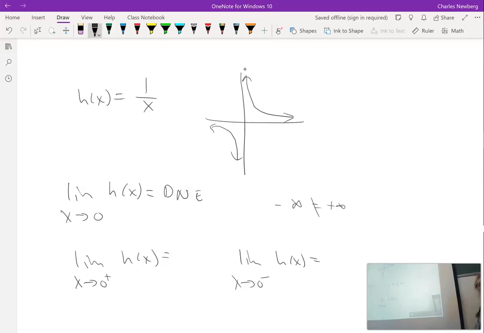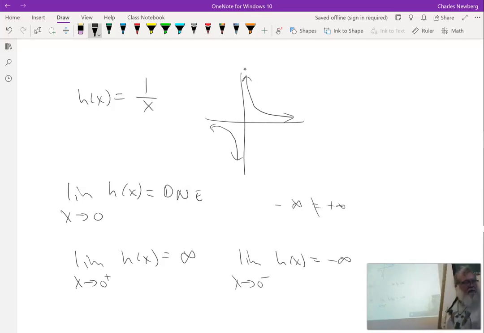So as I come in from the positive side, right? So this means I'm coming in from the positive side. So where are those y values going now? Those y values are going to what? Infinity. And we don't have to worry about the other side. So this would be what? Infinity. From the negative side, we're going to what? Negative infinity. So the one-sided limits exist, but they're not equal. That's why the two-sided limit, what? Does not exist.